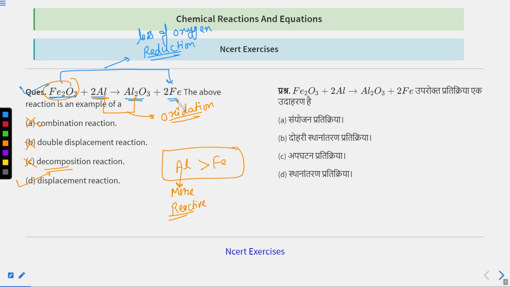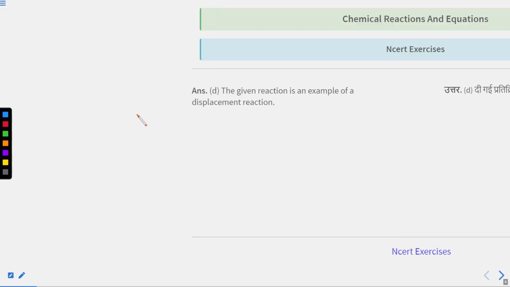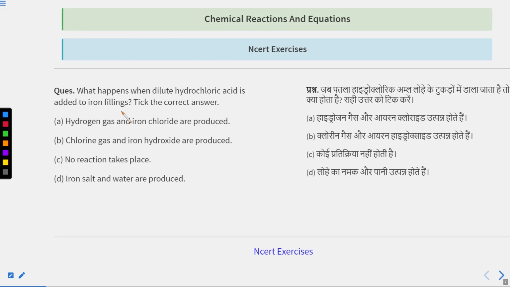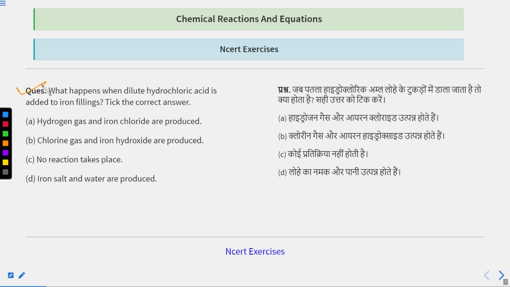So this is the correct answer. Ferric oxide plus aluminium gives aluminium oxide plus 2Fe. So the correct answer is displacement reaction. So let's see the solution. You can see the answer D. The given reaction is an example of a displacement reaction. I hope you are very much aware how can we solve this question, how can we show the approach, how can we take the use of elimination method. Okay, let's move to the next.